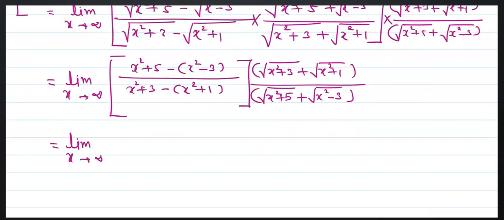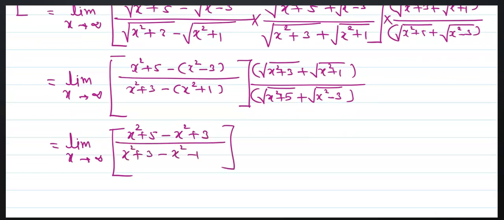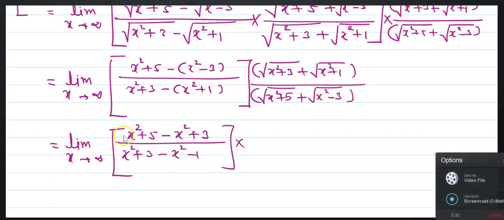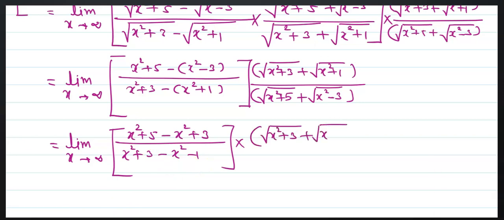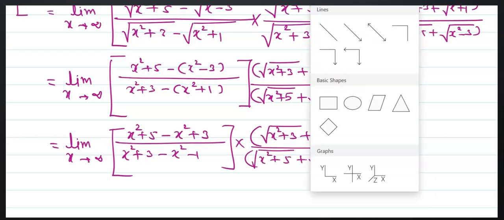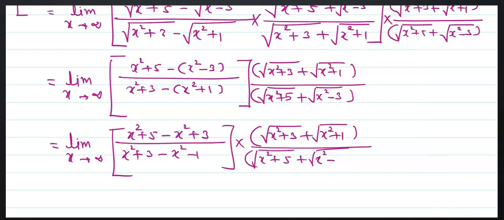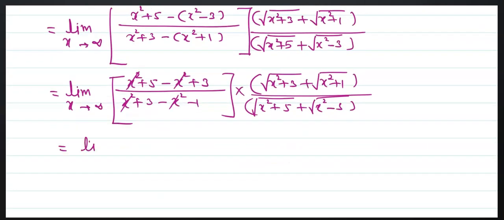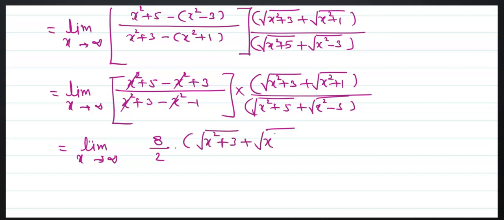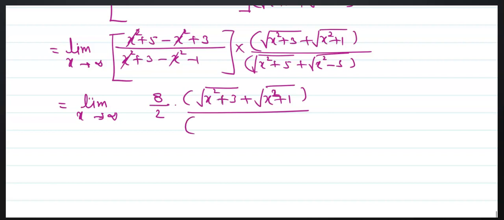Now the simplification of the first square bracket. See this, x square minus x square gets cancelled. 5 plus 3 will be 8. 3 minus 1 will become 2. Into root of x square plus 3 plus root of x square plus 1 upon root of x square plus 5 into root of x square minus 3. Therefore, you will get limit x tends to infinity 8 upon 2 into root of x square plus 3 plus root of x square plus 1 upon root of x square plus 5 plus root of x square minus 3.